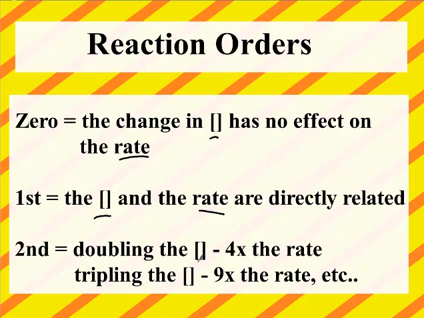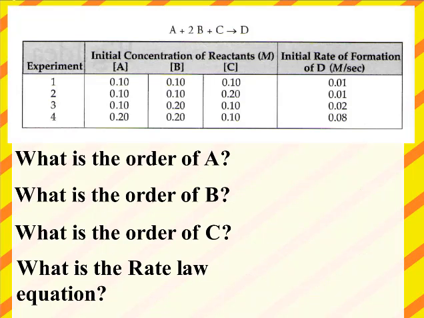And then 2nd order, doubling the concentration will be 4 times the rate. Tripling the concentration, 9 times the rate. Because it'll be whatever squared is equal to your new rate. You can solve these problems one of two ways, depending on if it's multiple choice or free response. If it's multiple choice, then you don't have to show all the work.